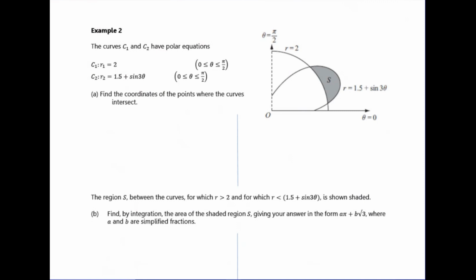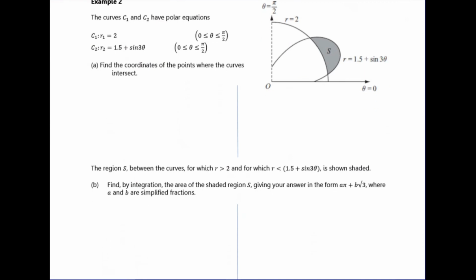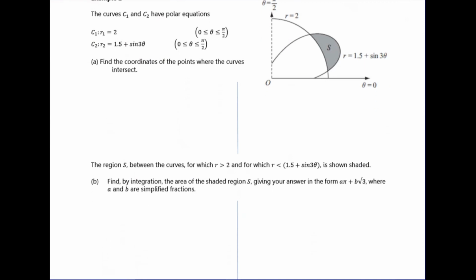To find this area, again, first thing we want is where these curves intersect. So there are 2 here, which we should be finding, this one and this one. So let's do what we normally do, set these equal to each other and solve it, which isn't too bad to do. So you've just got 1.5 plus sine 3 theta is 2, minus the 1.5, inverse sine of this, 3 theta is pi over 6.